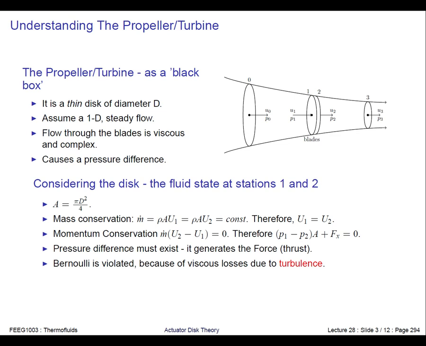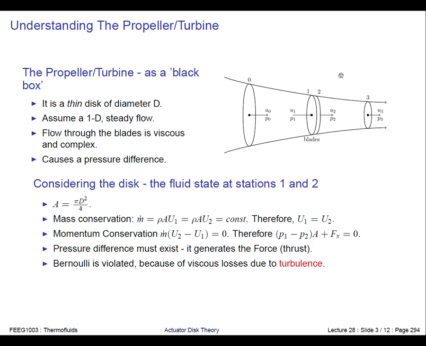And just another point about where and when you can't apply Bernoulli. We can't apply Bernoulli across station 1 to station 2 because it's a viscous flow, and we said that there are no viscous losses in our Bernoulli equation, so we can't actually apply it between those two points.